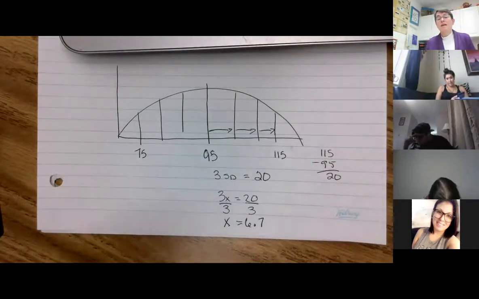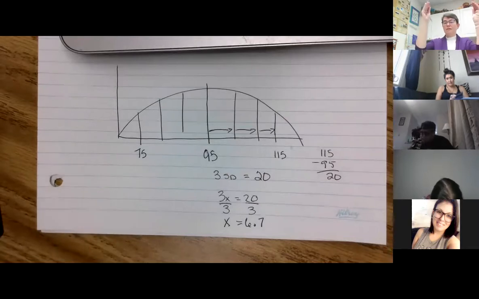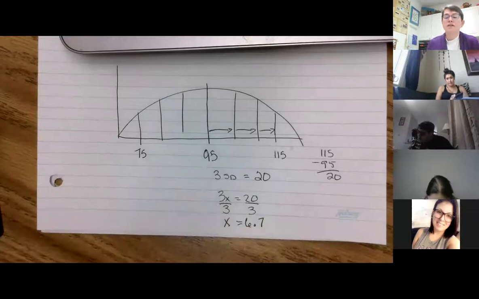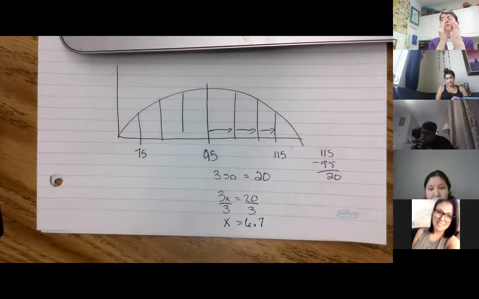So when you get a question that looks like this and it says a certain percent of the population is between these two numbers, start by drawing yourself a chart and figure it out. It's always going to work out from the center. It'll always be symmetrical.